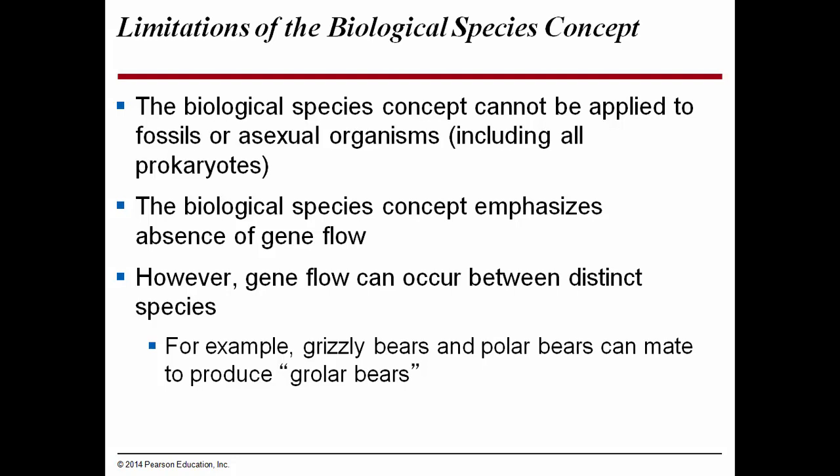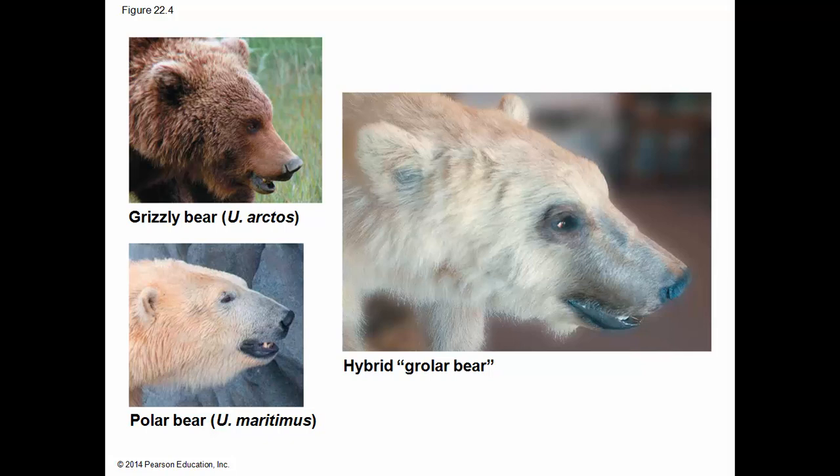Grolar bears are relatively new. I'm not sure if it's known whether they're fertile or not, because this is occurring with greater frequency as a result of climate change and global warming. The absence of sea ice has caused the polar bears to spend more time on the land, where they're more likely to encounter the grizzly bears. So here's the grizzly bear and the polar bear. They're obviously distinct species, or so they appear to be, but then they can unite and breed and form the hybrid grolar bear.